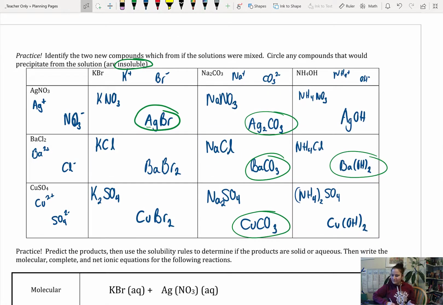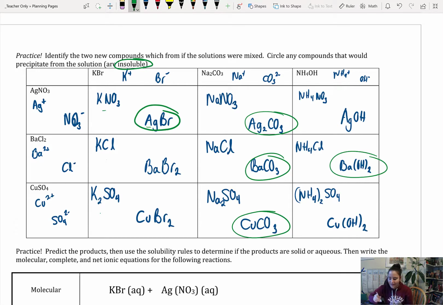Okay, so how'd you do? Some of these are really easy, okay? For example, potassium is an alkali metal. It's always going to be soluble. So we know all of these are soluble. Where bromine, most of them are soluble, but silver is one of the exceptions, okay?